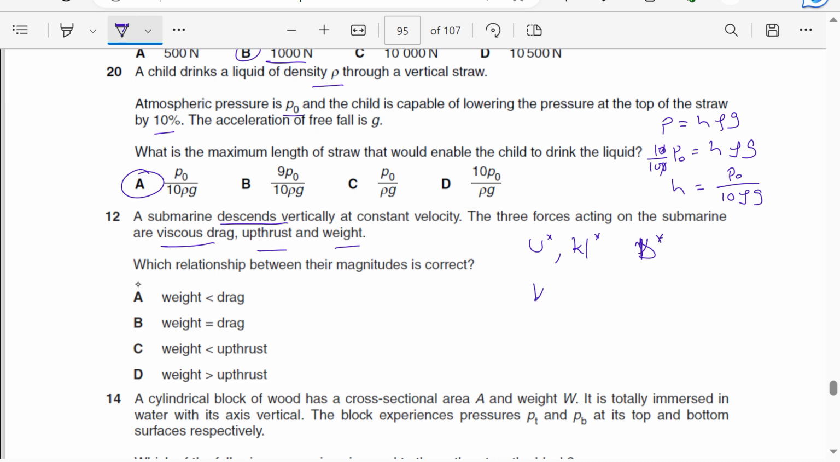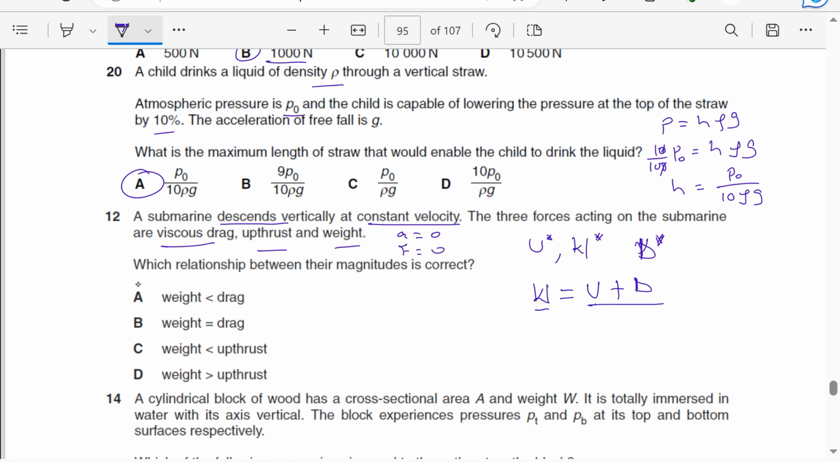So if it is descending, weight is going to be equal to upthrust plus the viscous drag. The upthrust is constant, the weight is constant, the viscous drag is constant. So weight is equal to upthrust plus the viscous drag. Since it is constant velocity, acceleration is equal to 0, resultant force is 0, so the forces must be balancing.